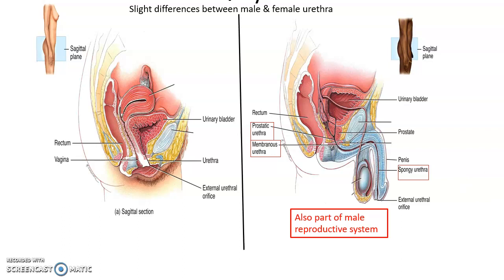Another difference is that the female's urinary system is completely separate from the female's reproductive system. In the males, the urethra actually is in both the male's urinary system and the male's reproductive system. So it transports both urine and semen.